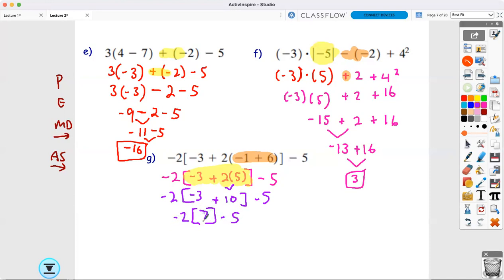And now we're done with the brackets, and now we're going to multiply these two. -2 times 7 is -14. Bring down the 5. You owe the bank 14, but spend 5 more, so you owe them 19 in total. And we are done.